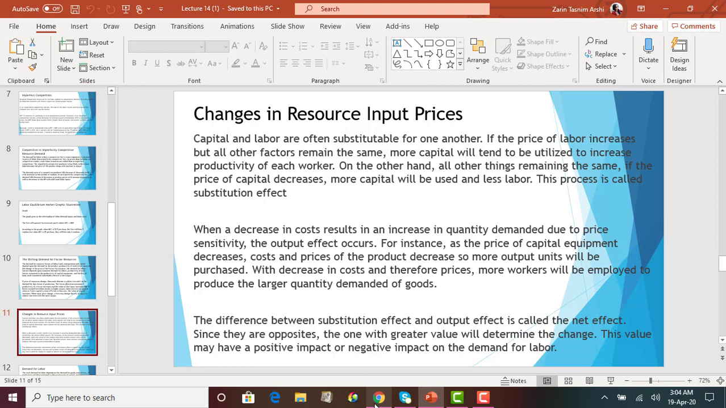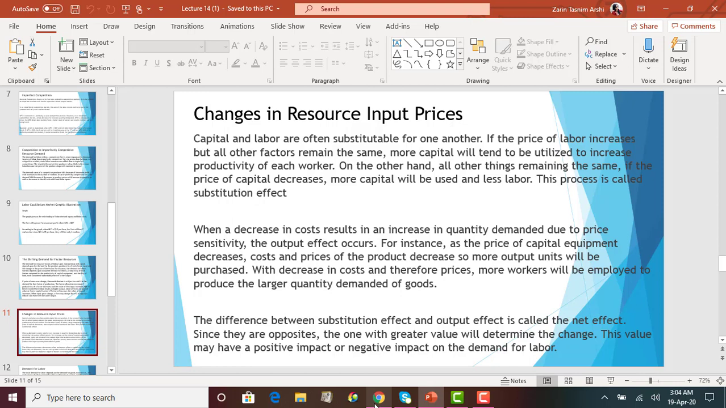What the output effect is trying to say is that when the price of capital decreases, the price of the good also decreases, right? So when the price of the good decreases, the demand from consumers will go up. When the demand from consumers goes up, producers will try to produce more of that output, and as a result they will hire more labor. That's what it's trying to say. So that is called output effect.